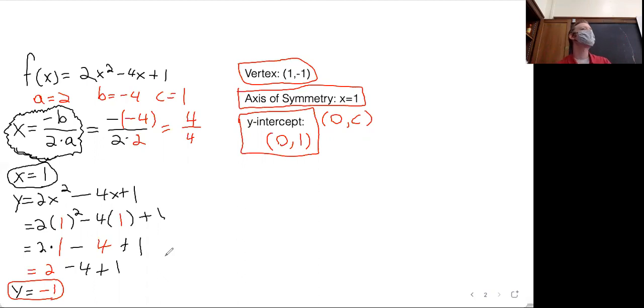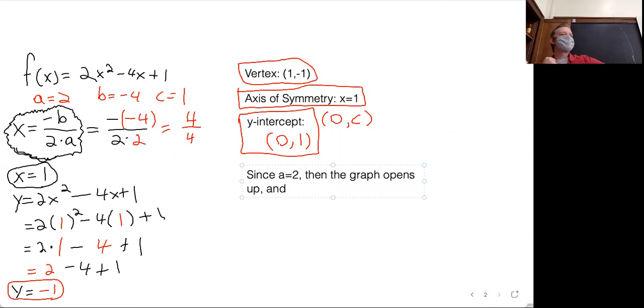Everything making sense so far? Anything that needs clarification? All right, then the last thing we need to do is determine whether our graph opens up or down to find out if we have a minimum or a maximum. So our A is +2. Does our graph open up or does our graph open down? It opens up. So since A is +2, the graph opens up.